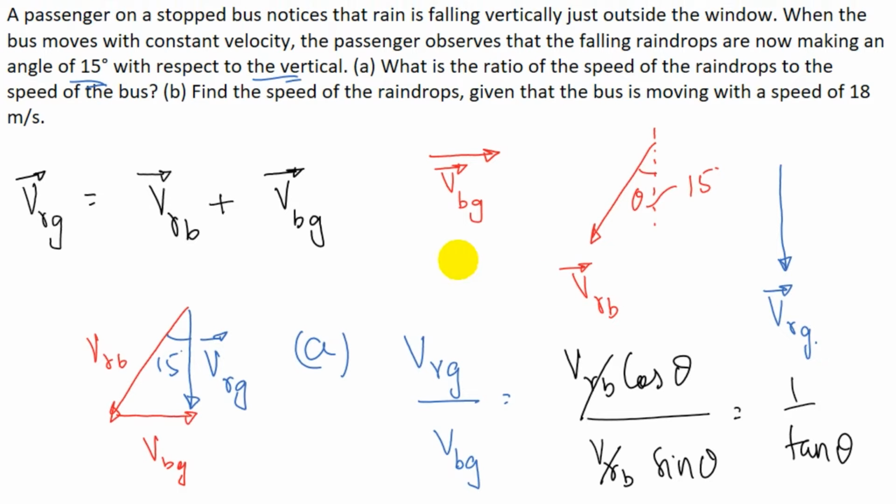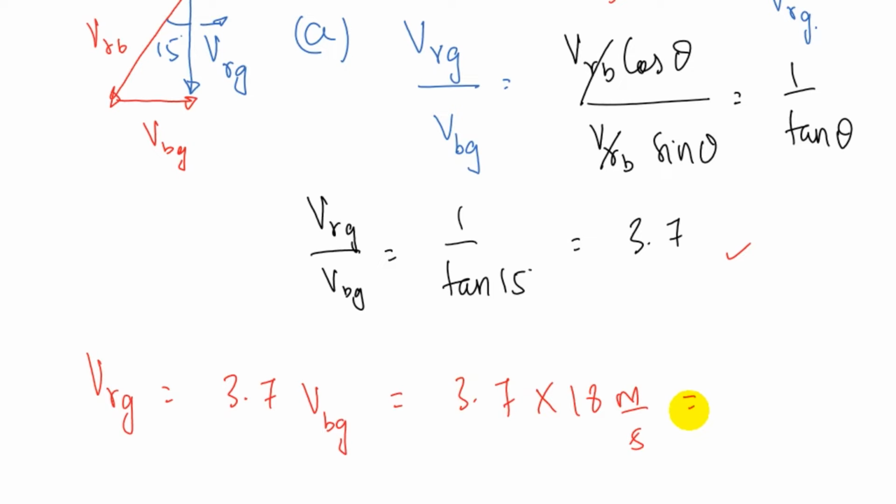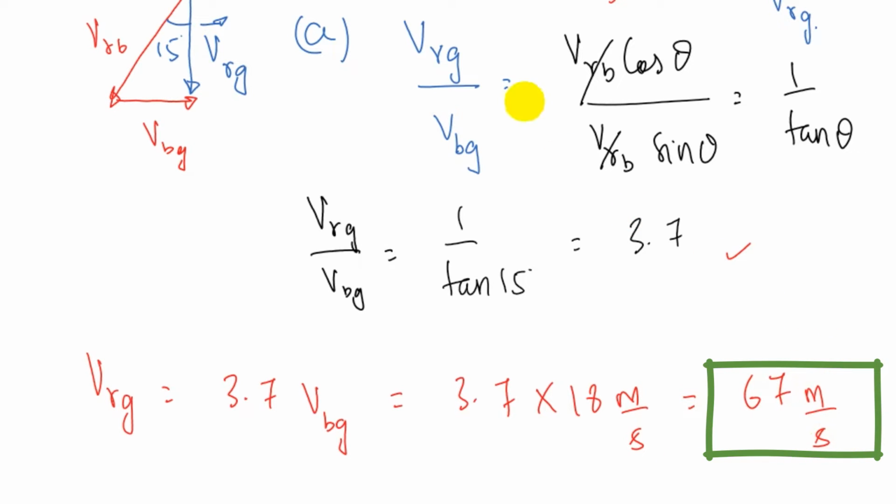Now next, in the B part, we need to find the speed of the raindrop given that the bus is moving at a speed of 18 meters per second. So we'll be using this equation. From here, VRG will be equal to 3.7 times VBG, and VBG we are given as 18 meters per second. So this should be 3.7 times 18 meters per second, which comes out to be 67 meters per second. So this is the answer for the B part.